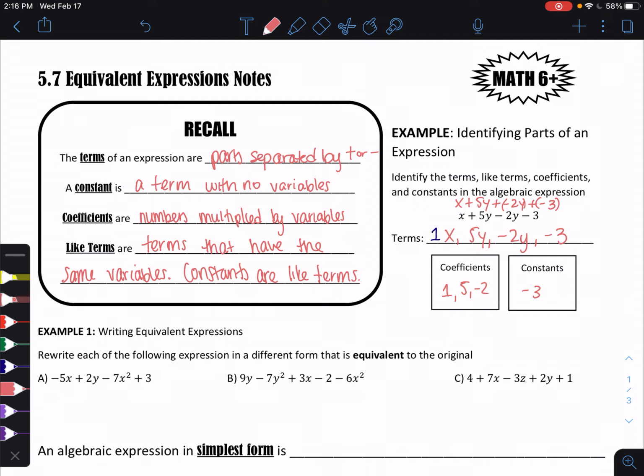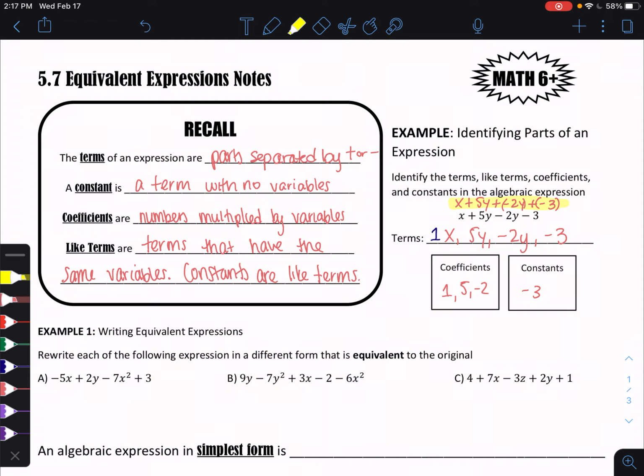So I've got this brief little example over here on the side. It says identify the terms, like terms, coefficients, and constants. The first thing that I did is I rewrote the expression with all of my minus signs written as plus negatives up here. So it says x plus 5y plus negative 2y plus negative 3. So the terms now are each thing separated by a plus sign. We could also use the terms that are separated by minus signs as well. So my terms are 1x, 5y, negative 2y, and negative 3.